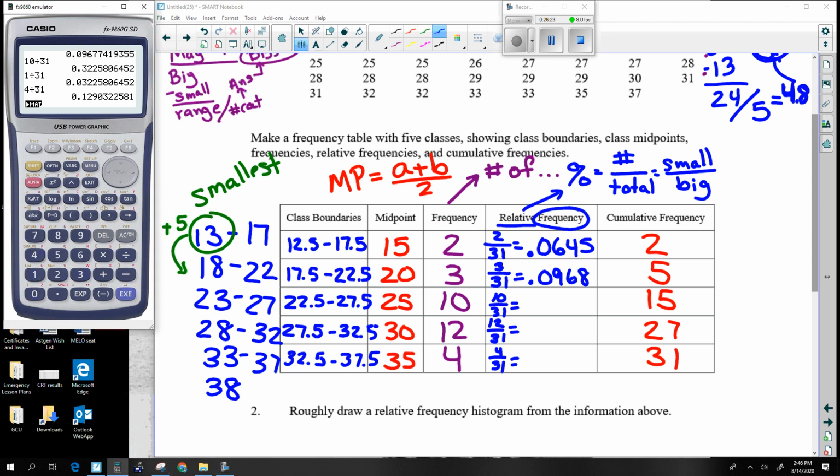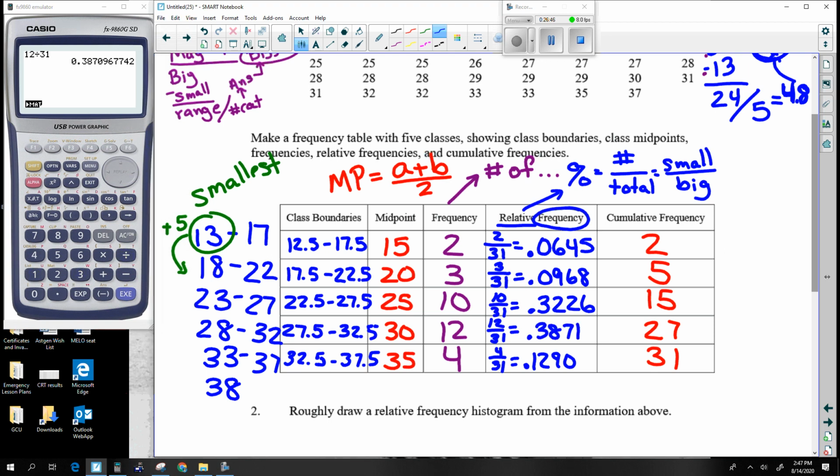Oh, I messed up a little bit. 0.3226. 4 I got right. 1290. I messed up on the 12. There it is. 3871.